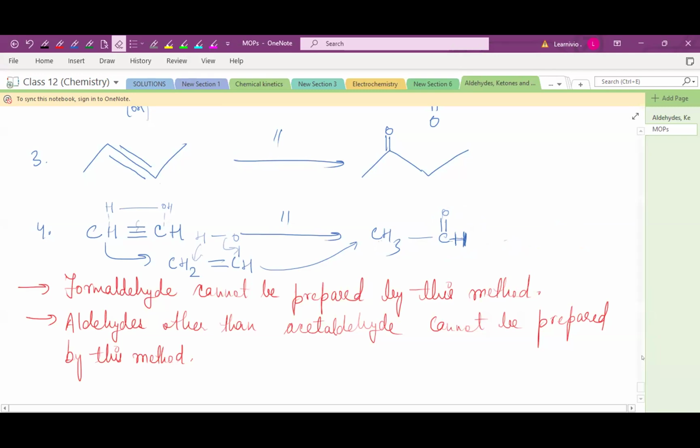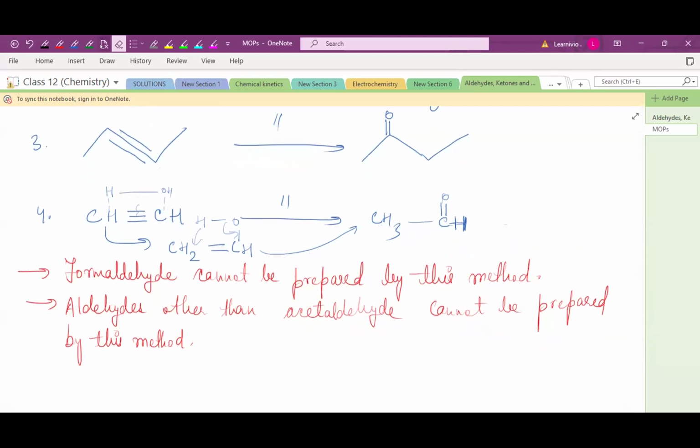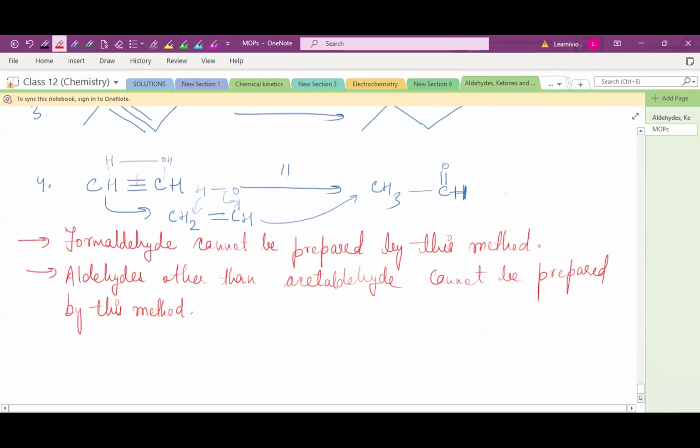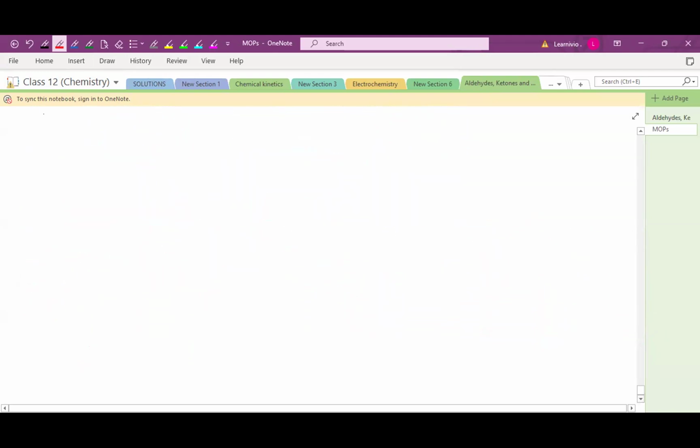Now, the second method is by ozonolysis. This is again from a hydrocarbon. From hydrocarbon, the first method was hydration of alkynes, and the second method is ozonolysis of alkene.